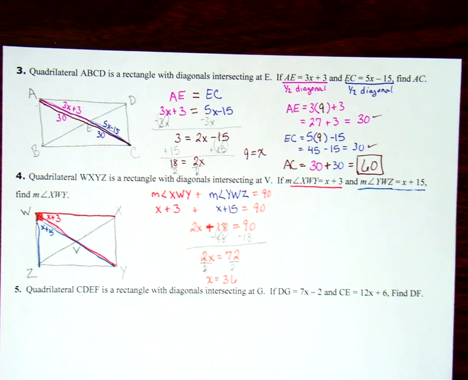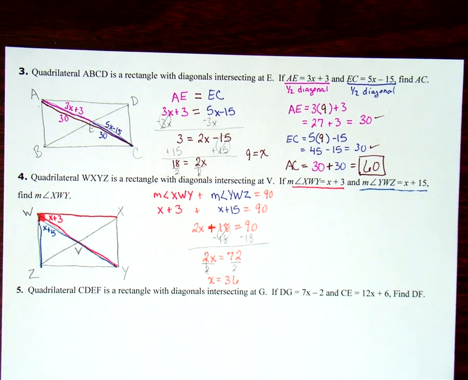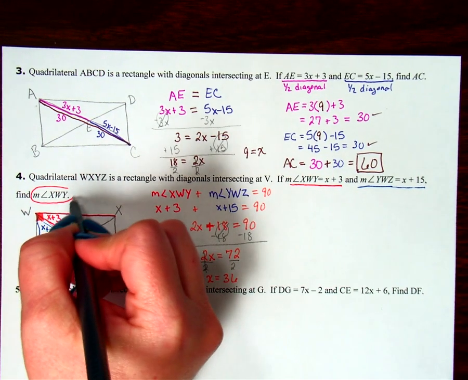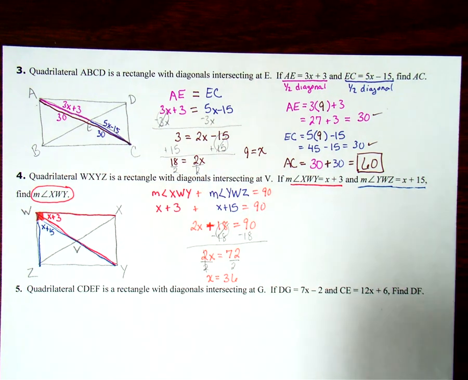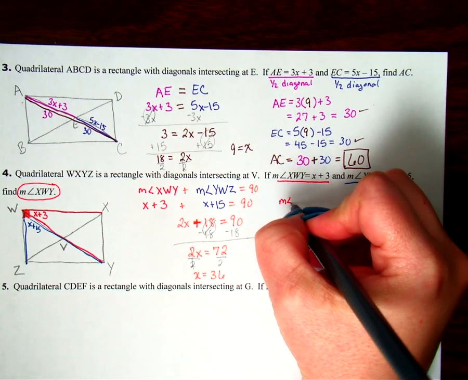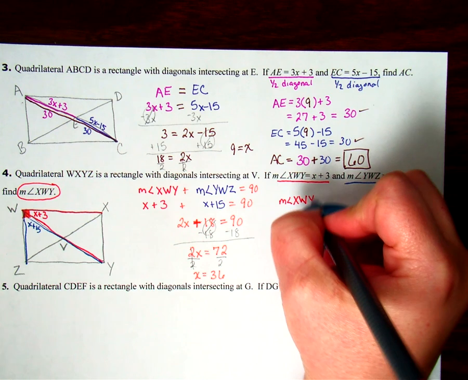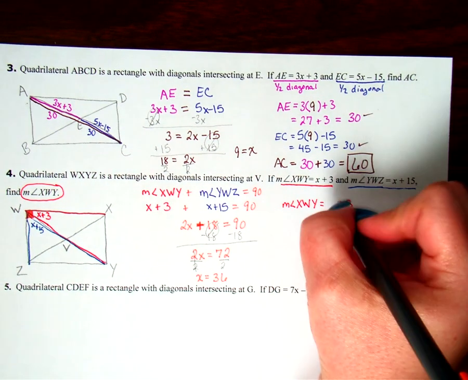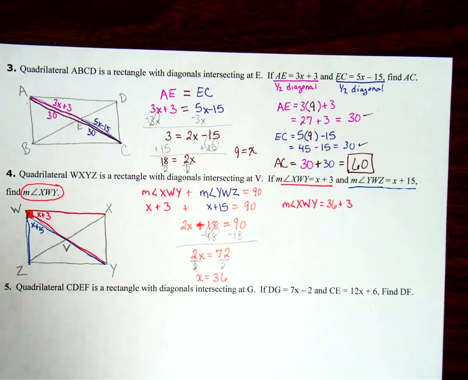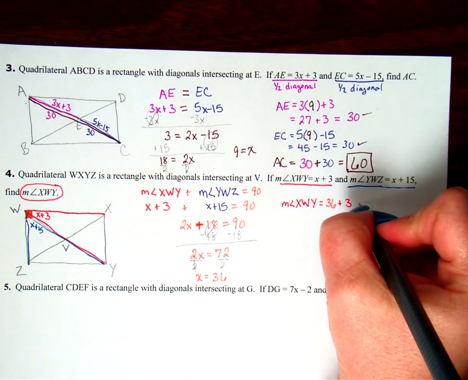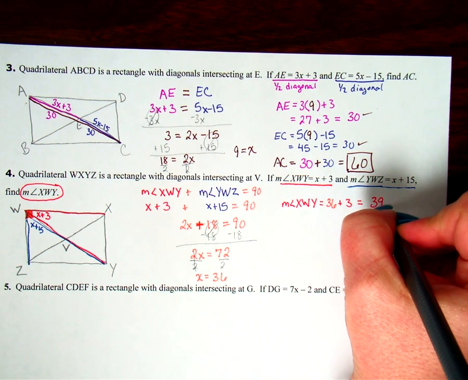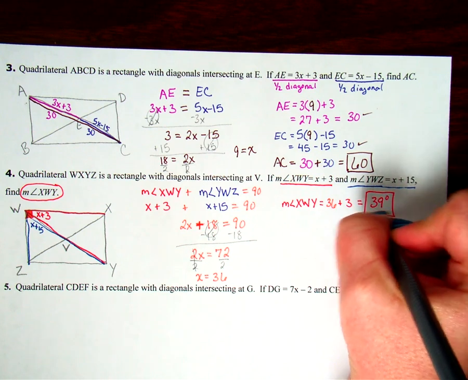Okay, is that what I'm trying to find? I'm trying to find XWY. So XWY is that first red angle, is what I'm trying to find. So the measure of angle XWY we know is x plus 3, and now we know that x is 36. And 36 plus 3 is 39. So that angle is 39 degrees.